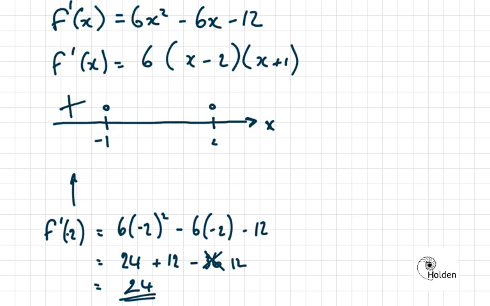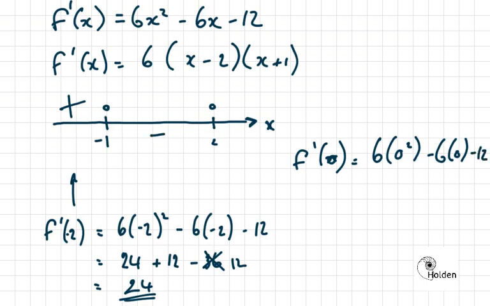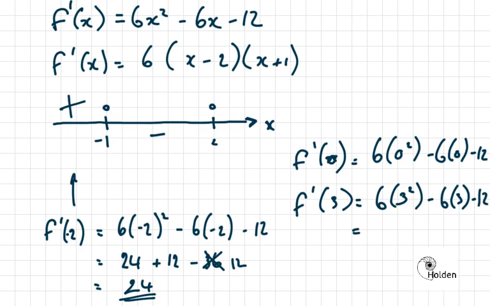What's happening after -1? So let's try f prime of 0. F prime of 0 is 6 times 0 squared minus 6 times 0 minus 12. It's negative. What's happening after 2? Let's pick 3. 6 times 3 squared minus 6 times 3 minus 12, 54 minus 18 minus 12, that's going to be positive again.